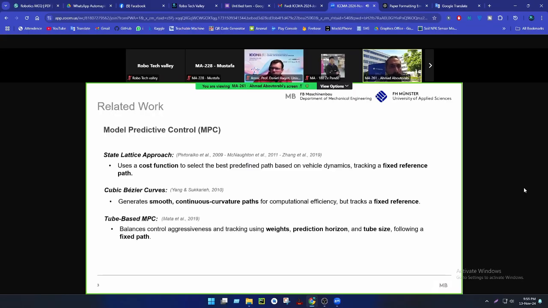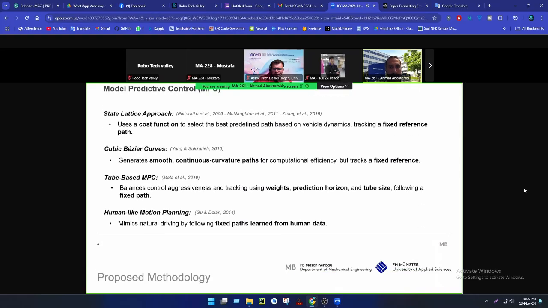There is another method, tube-based MPC, in which we define a tube around the reference line, and the algorithm will use different parameters like the weights and prediction horizon to control the vehicle and hold it in the tube. Another method is human-like motion planning, in which the algorithm uses data from human driving to select the best plan for navigating. In all the methods I discussed, we actually defined a fixed reference to navigate in each scenario, in each situation.